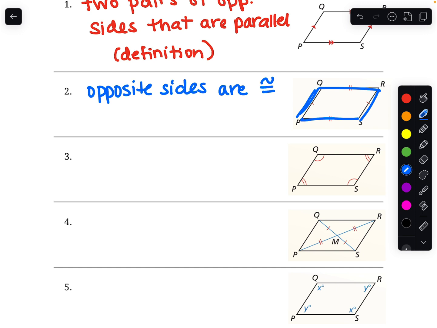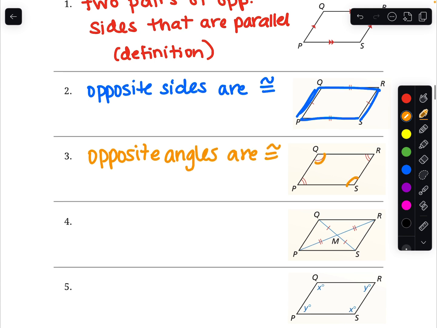Then, because of those locked-in angles that we have, we end up with this next property, and that is opposite angles are congruent. So angle Q is congruent to angle S, and angle P is congruent to angle R. Now, what's helpful about knowing that things are congruent? In order to solve algebraic problems, we can set things equal to one another.